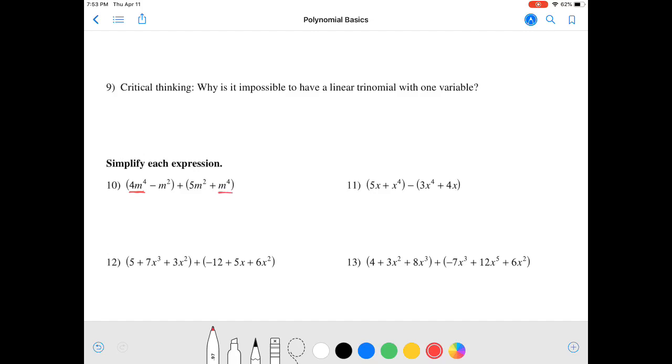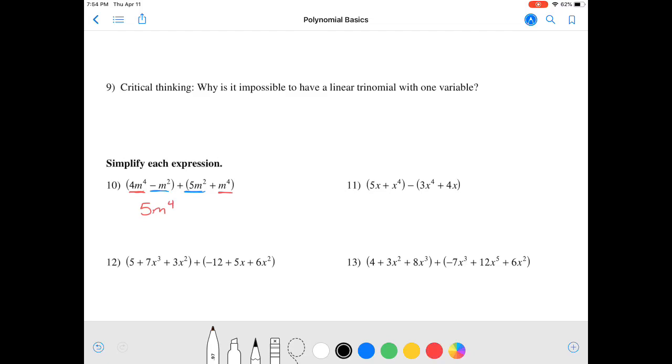So the first thing I'm going to do is identify my like terms. Those have the same variable and the same exponent. Once I have my like terms picked out, I'm going to go ahead and combine them. So first, I'm going to have 4m to the fourth plus m to the fourth. Remember, that would be the same as 1m to the fourth. So 4 plus 1 is 5m to the fourth.